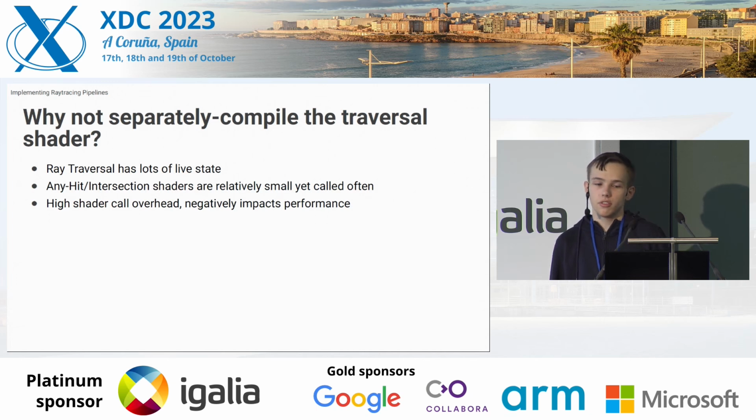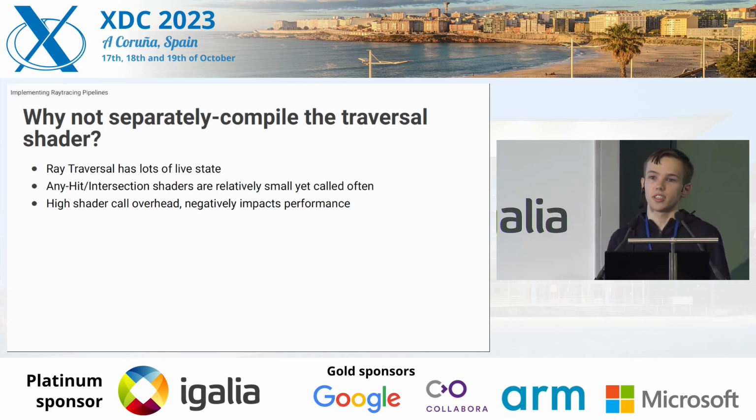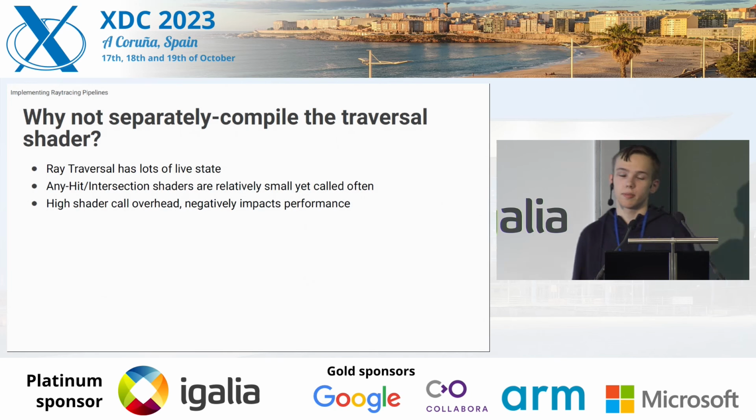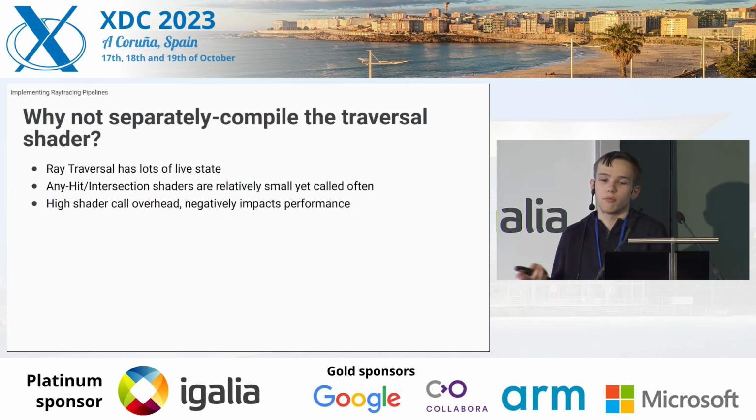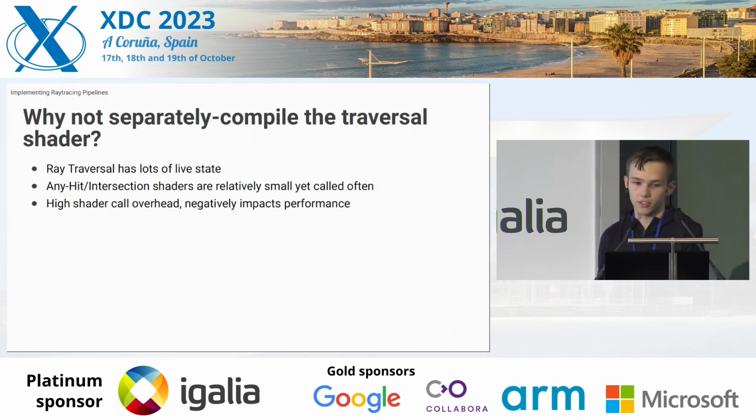The most important reason is that ray traversal has lots of live states. So if you have an any hit shader that rejects some hit, you need to return to the shader at exactly the same point where you left off. And that requires saving lots of variables, and that can get expensive really quick. Also, you call lots of ray tracing shaders in the process of the ray traversal, because you have lots of intersections to process. So this higher overhead of each shader call gets multiplied by just doing many more shader calls to any hit and intersection shaders. So in the end, it was just always net negative on performance.